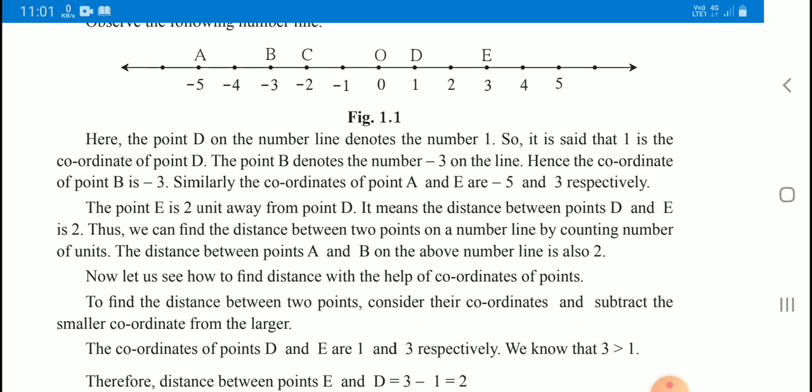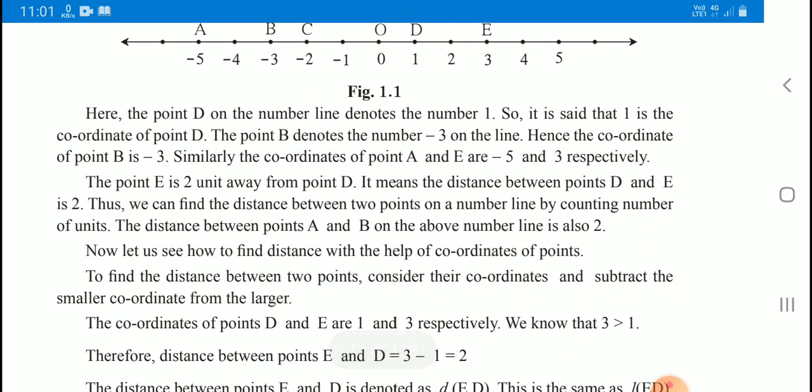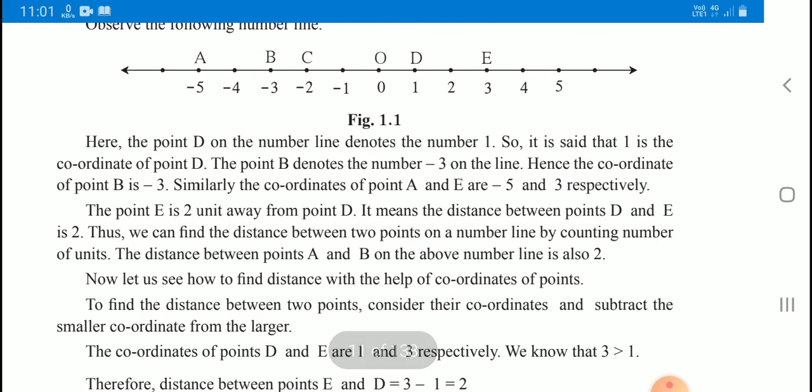The point E is 2 units away from point D. It means the distance between points D and E is 2. Thus we can find the distances between 2 points on a number line by counting the number of units. The distance between point A and B on the above number line is also 2.